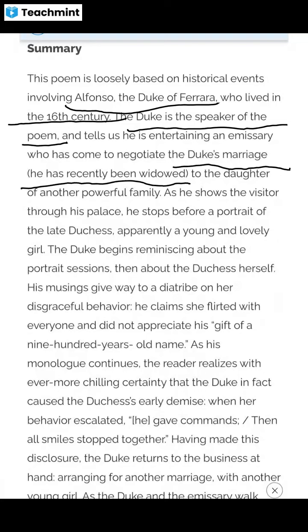Who has recently been widowed? The Duke has recently been widowed. It means that Duke की जो पहली वाइफ है वो क्या है? Last Duchess. Duke का feminine क्या होगा? Duchess होगा. Duke is masculine.